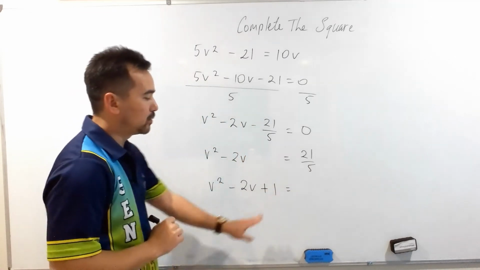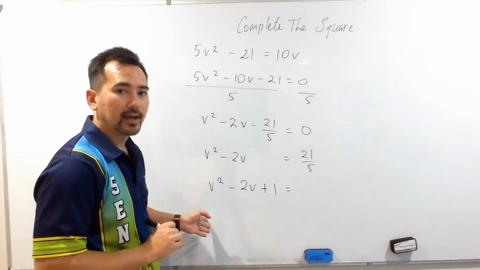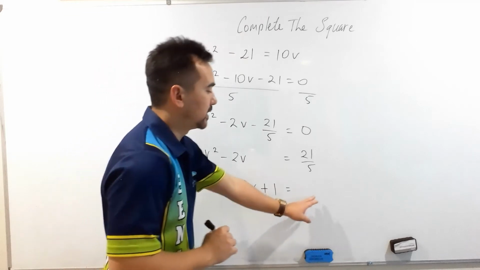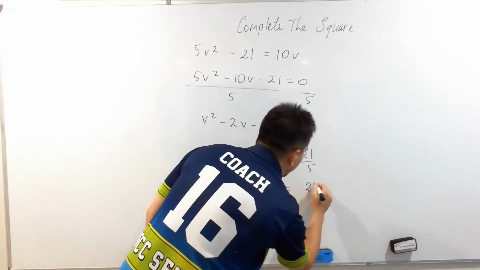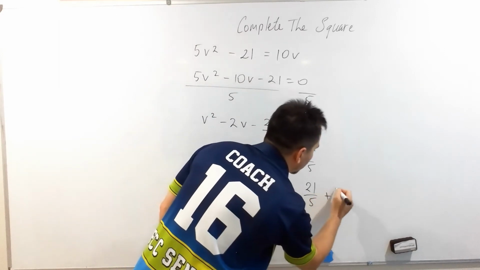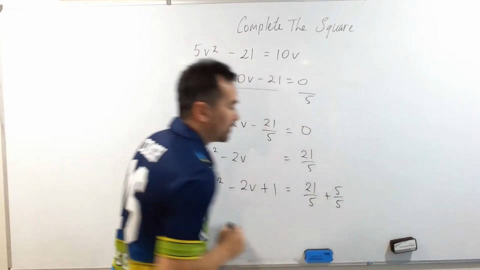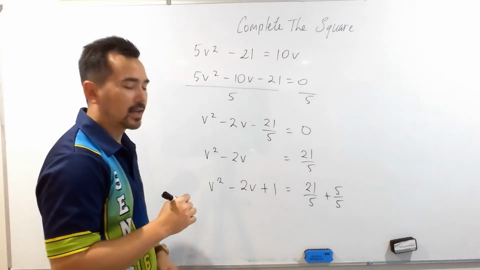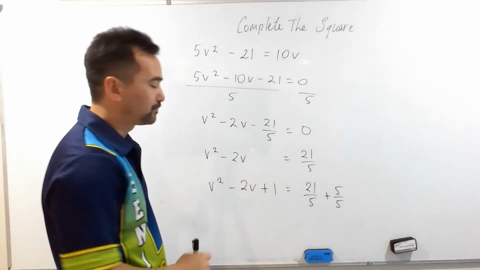And if I add 1 to the left side of the equation, I have to add 1 to the right side of the equation. So I'm going to plus 1 to the right side, but I'm going to plus it like this. 5 on 5 is the same as 1, and I'm setting myself up for my next step.